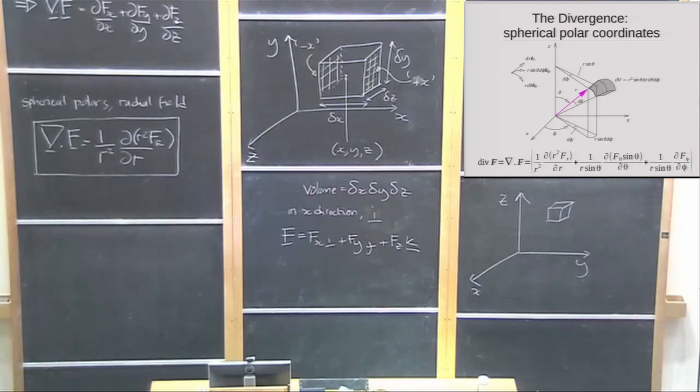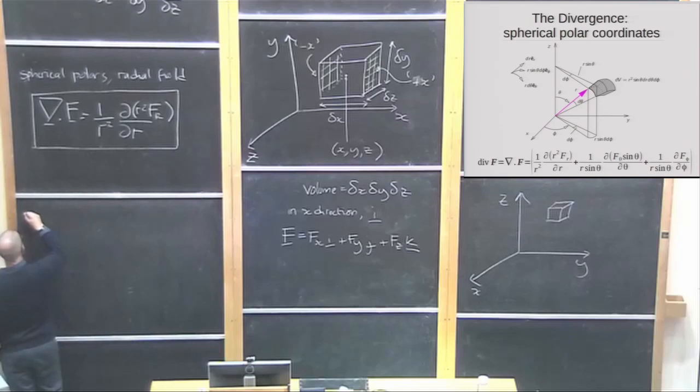Okay, so let's go on then to this important example for the divergence of a field, which I've alluded to at the start of the lecture, which is what is the divergence of the electric field?